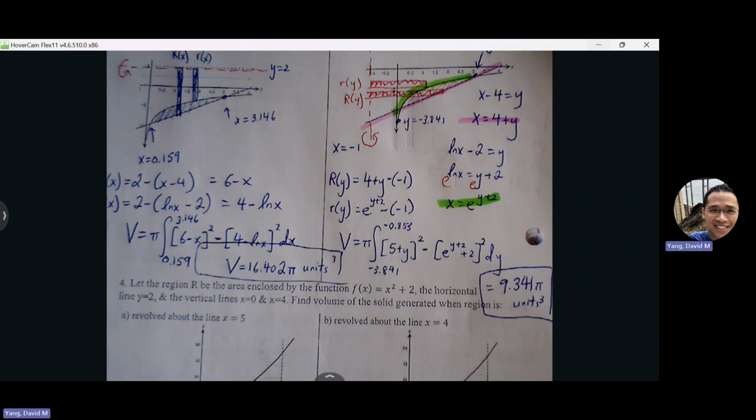So x squared plus 2, that's the parabola. Horizontal line y equals 2, and x equals 0, x equals 4. So you're always going to be told where the boundaries are, and then you can use the boundaries to help you make sure that you're looking at the correct shaded region.